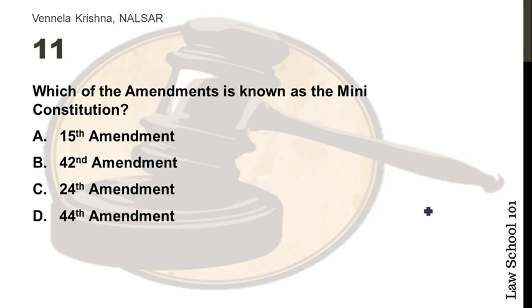So which of the amendments is known as the mini constitution? The answer is the 42nd Amendment. As I said, the 42nd Amendment was wide and sweeping in its ambit, and it altered the constitution so profoundly that it constituted a small constitution on its own. So it was called the mini constitution.